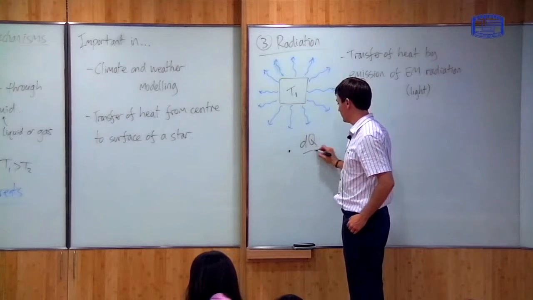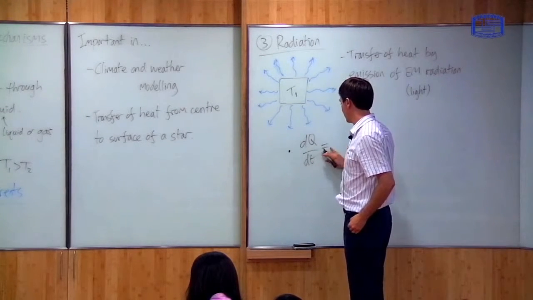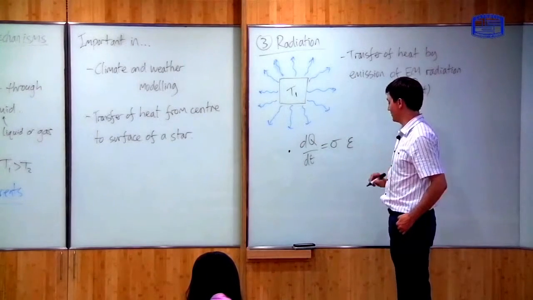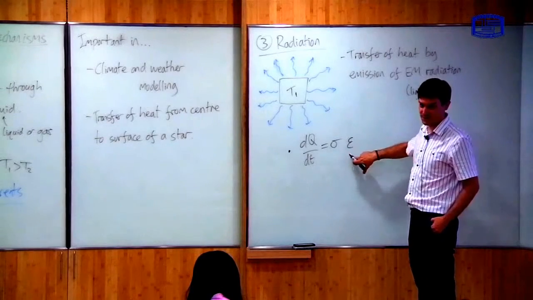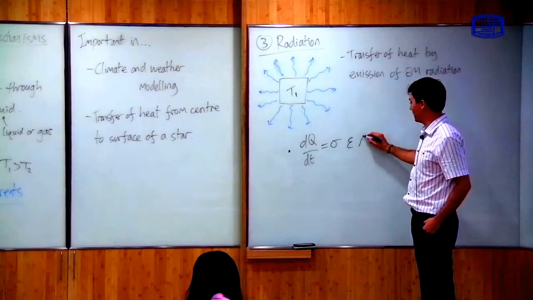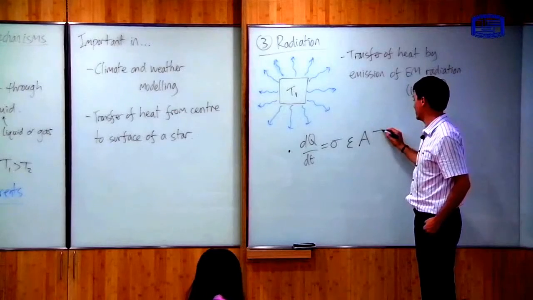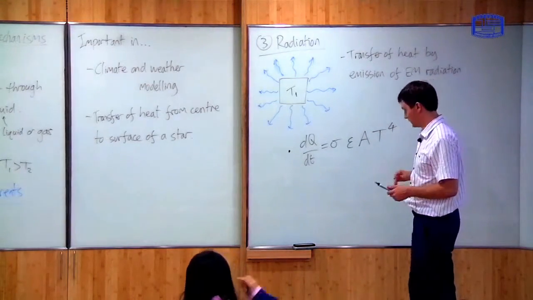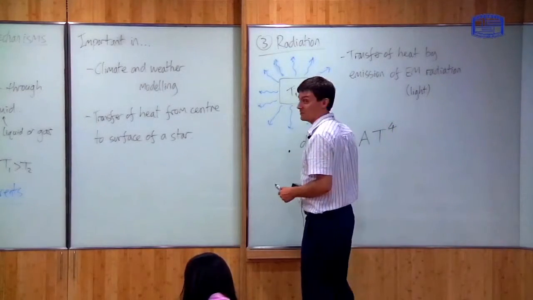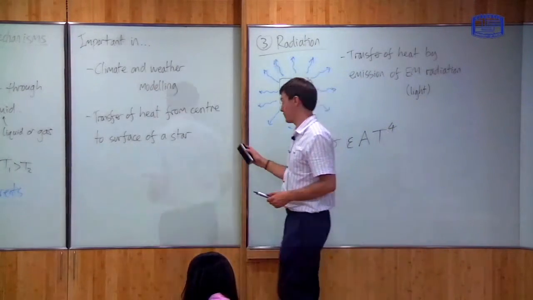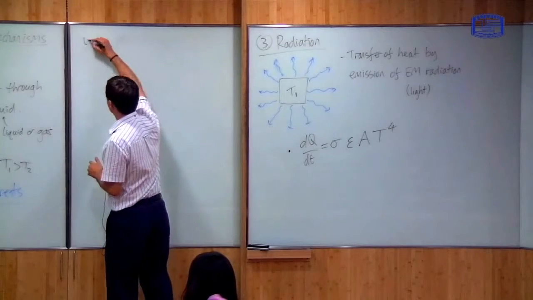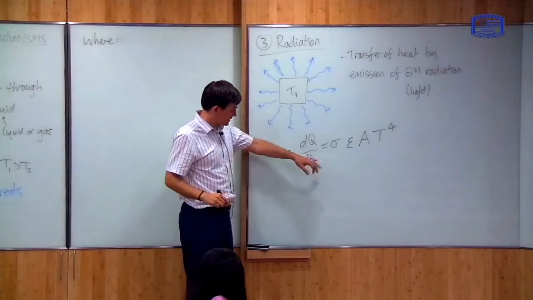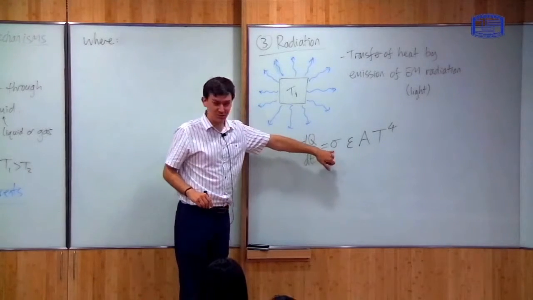It says the rate of heat transfer is equal to some constant, sigma, times another constant, epsilon, which depends upon the properties of the body, times the surface area of the body, times the temperature to the power 4. Okay, so I will explain what each of these terms means. So it's given by this, where, well, first of all, this sigma is just a constant.